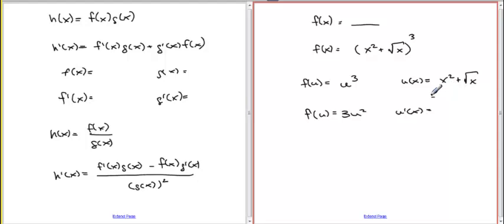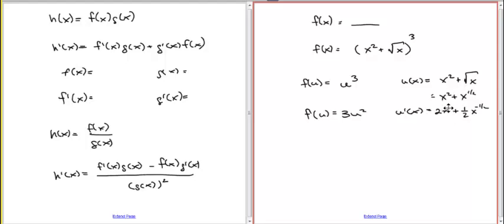Now, before I do that, I've got to rewrite this square root as x to the 1/2 power. So if I take the derivative of each term separately, as one of the rules says, if you have a sum or difference of two functions, you can take the derivatives of them individually and just write out the results.